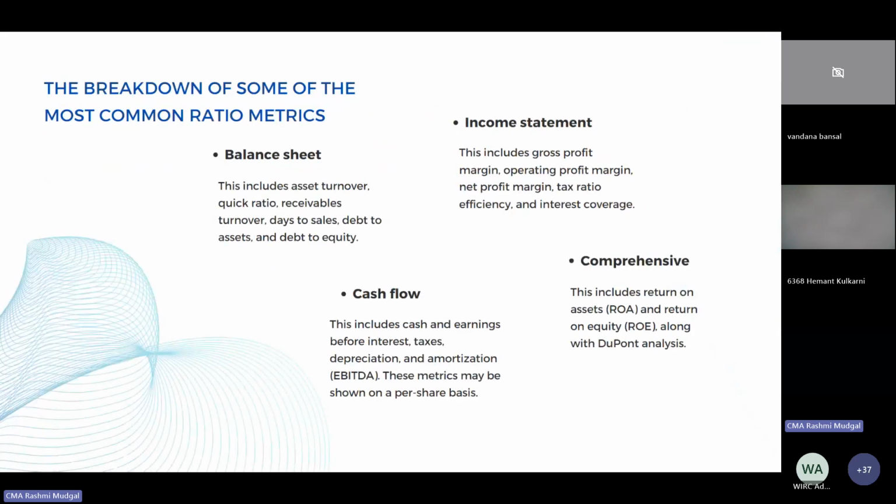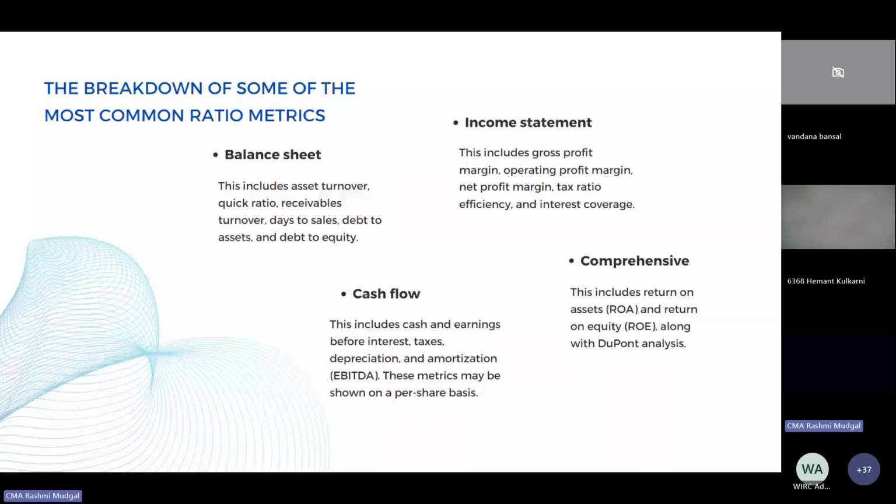Now we come to the most common ratio metrics. Firstly, the balance sheet, income statement, cash flow. Okay, balance sheet, we all know that it takes care of ratios like asset turnover ratio, quick ratio, receivable turnover ratio, days to sale, debt equity. These all are balance sheet kinds of ratios. Okay, income statement is more of profit margin ratio, operating profit margin ratio, tax ratio, efficiency, and interest coverage.